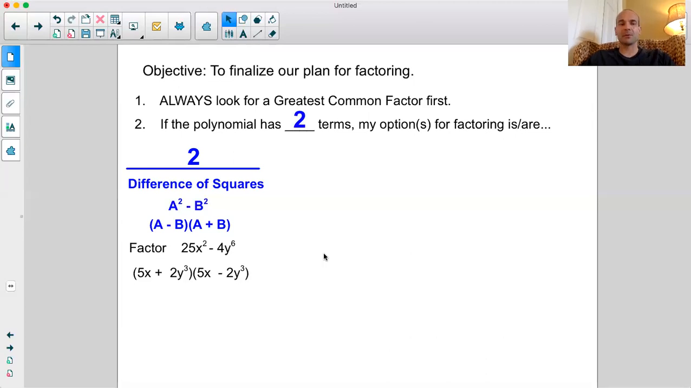Let's move on to what happens if you have, because that's the entire list for 2 terms, let's look at what happens if you have 3 terms.